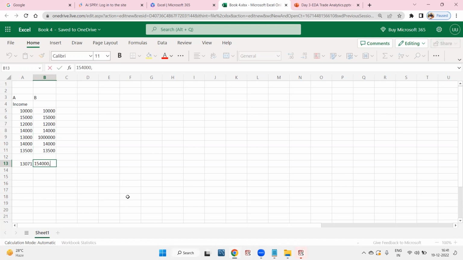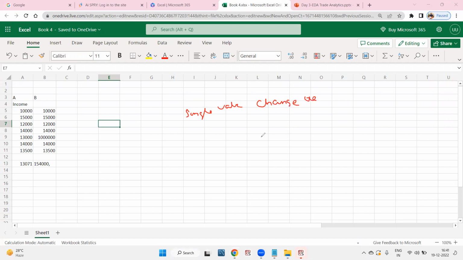See, because of one value, what happened here? The same values, except that one value. That one extreme value changes the characteristic of the data. That's what we want to look into. The single value will make an impact and will change the characteristic of the data.